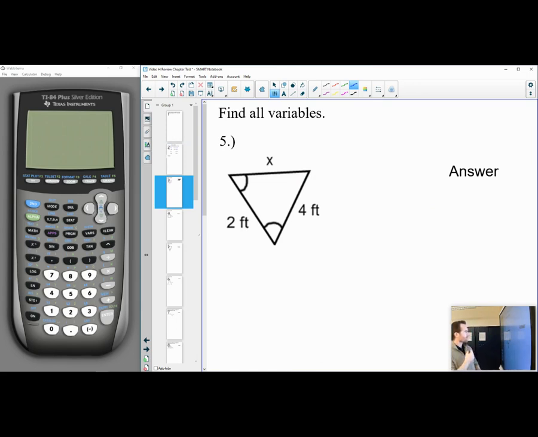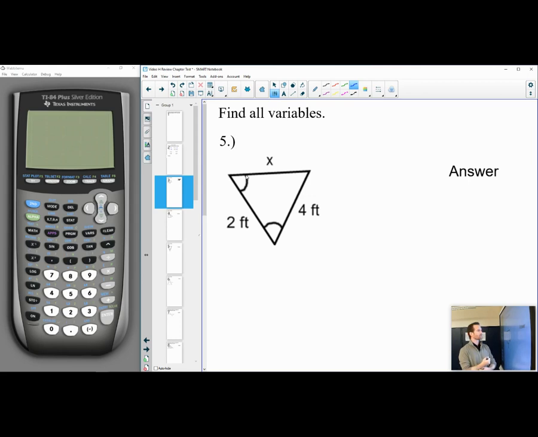Okay. Now we're going to find all variables. Looking at number 5. Whenever we're dealing with these types of triangle problems, I always like to think, what do I notice about the triangles? And in this triangle, immediately I notice those two congruent markings. So essentially, there are two congruent angles making this an isosceles triangle. And if there's two congruent angles, there's also two congruent sides. Now, there's a few different ways to do these problems. I'm going to show you 2 ways to do it.